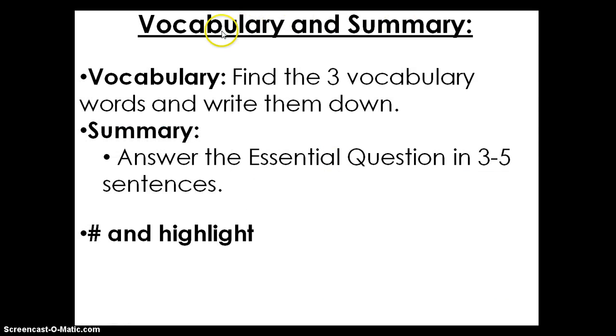At the end of your notes, you'll find the 3 vocabulary words that we have and write them down on the bottom left corner. For your summary, answer the essential question in 3 to 5 sentences. Remember, your essential question was asking how do we calculate the number of protons, neutrons, and electrons. So explain how to calculate each one in your sentences and you'd be done. Remember to number and highlight the sentences that you use for your summary. And when you're done, that's it for your notes.